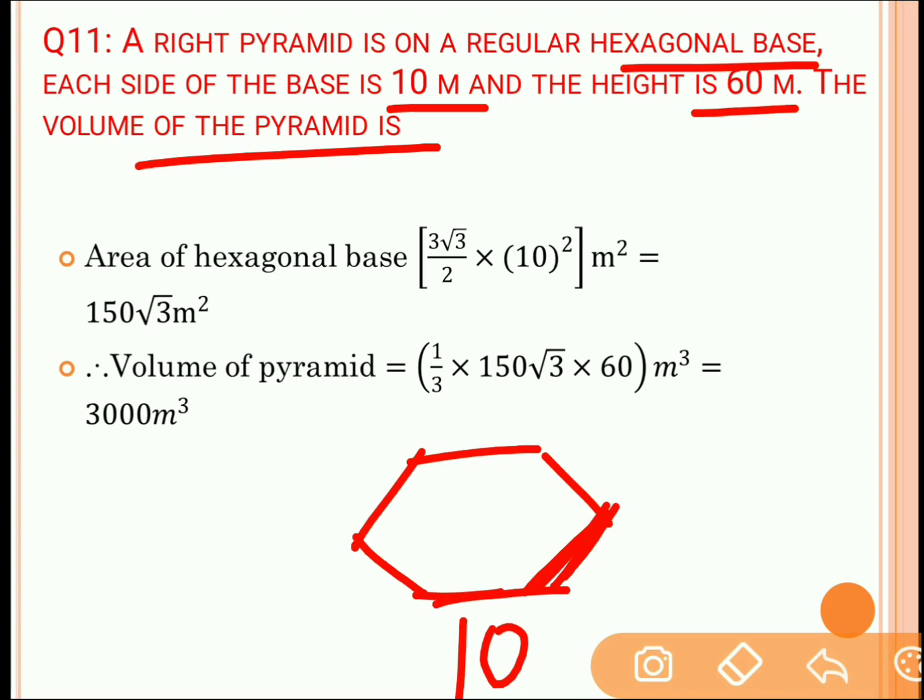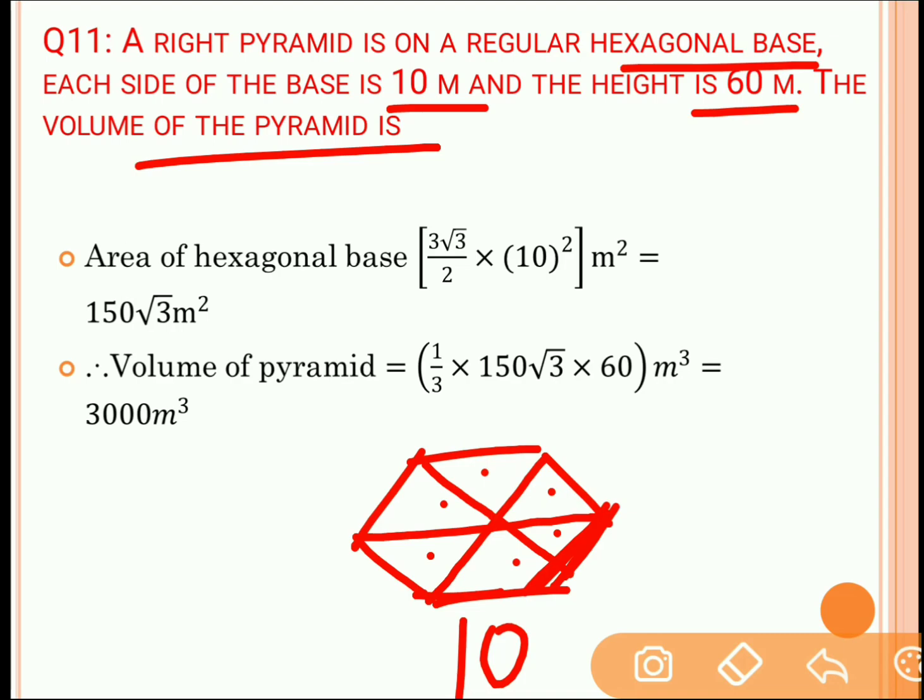Now in a hexagon, if we join these two corners over here like this, you will get equilateral triangles. And if you see these equilateral triangles, you can say that there are total 6 equilateral triangles. 1, 2, 3, 4, 5, 6. So there are total 6 equilateral triangles over here in case of the hexagonal base.